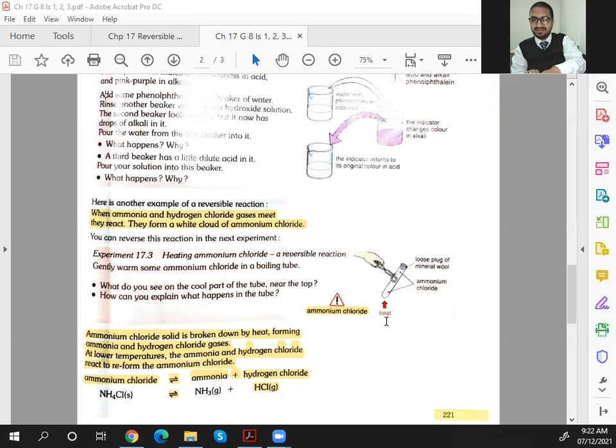Now next please, Ahmad Adil, I think. What do you see on the cool part of the tube near the top? How can you explain what happens in the tube? So first of all, you're going to understand this reaction. What's happening? You can see here, when you heat, ammonium chloride gathers at two places. One is here and the second is here, because you close the mouth of this test tube with wool.